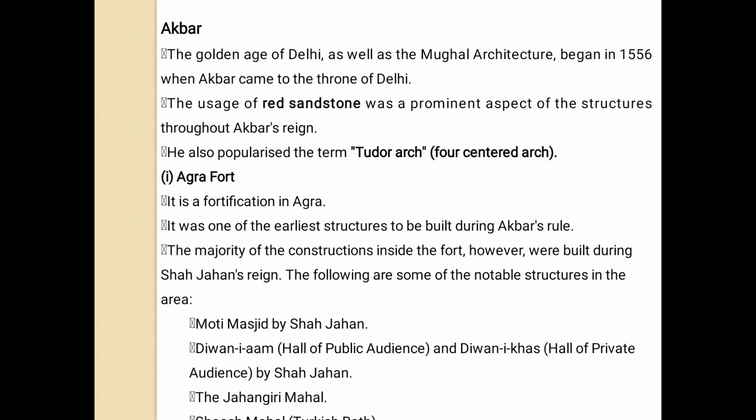Akbar. The golden age of Delhi as well as Mughal architecture began in 1556 when Akbar came to power in Delhi. The usage of red stone was the prominent aspect of the structures throughout Akbar's reign. He also popularized the Tudor arch, the fort centre's arch.